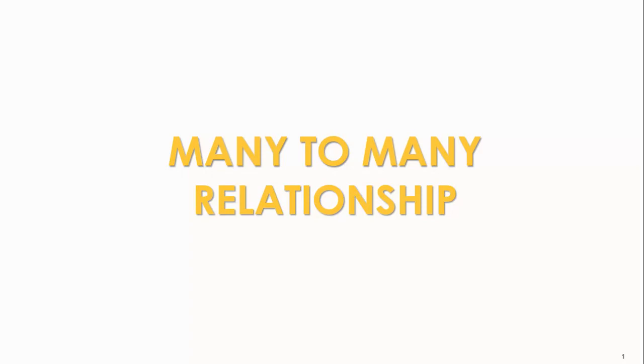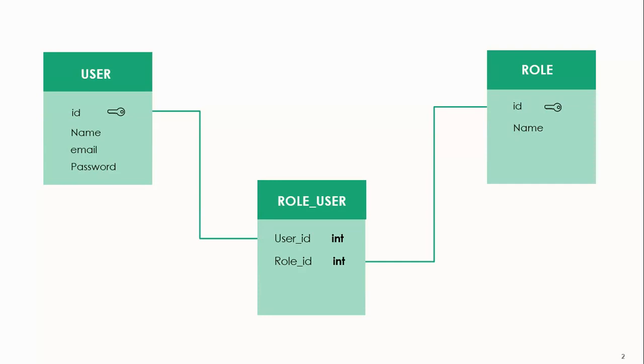To define this relationship, we are going to require three tables. That is the users table, the role_user table, and the roles table. The users table will contain the names of the users. Then we have the role_user table, which will contain the foreign keys of these two tables, that is the user ID and the role ID. And then the third one, the roles table, will contain the names of the roles.